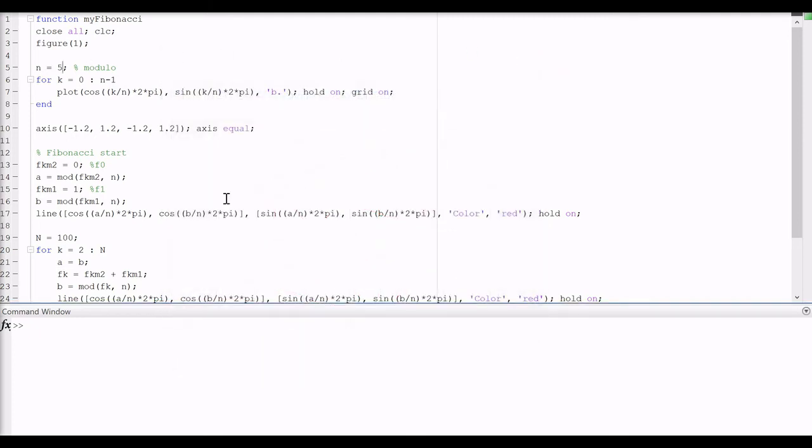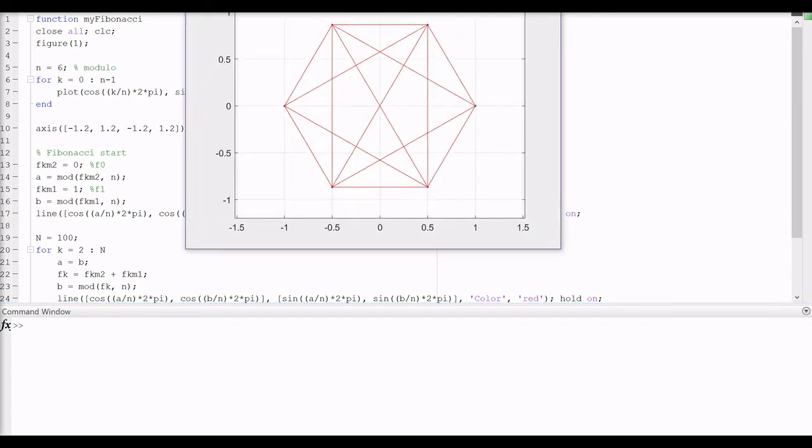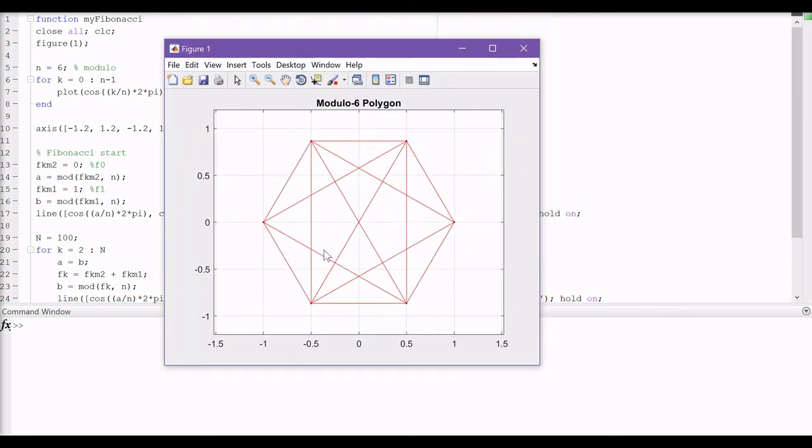So what about 6? Do you think 6 is going to be complete? So here is our modulo 6 polygon. Definitely a pretty picture, right? But is it complete? The answer is no, because we clearly see that vertex 0 is not connected to 3, right? But it still is a pretty picture. I think most people would agree with that.